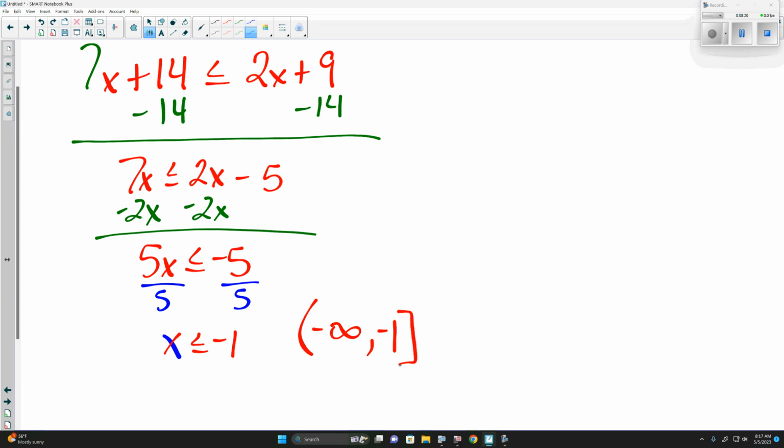If we wanted to do interval notation, or graphing, we can do anything from there.